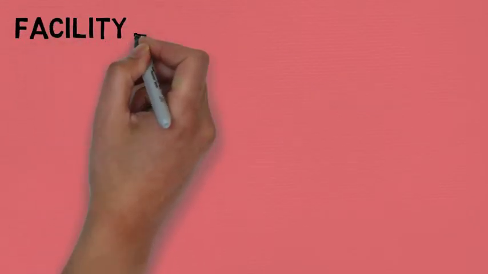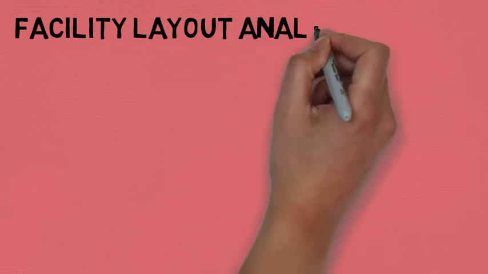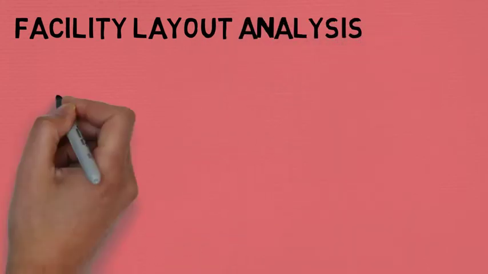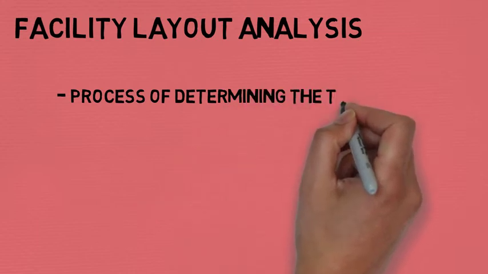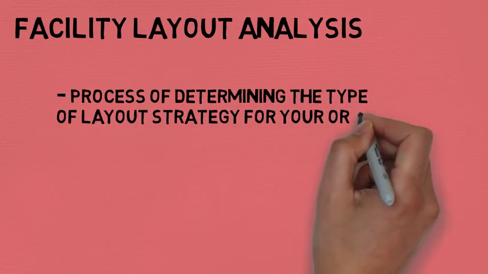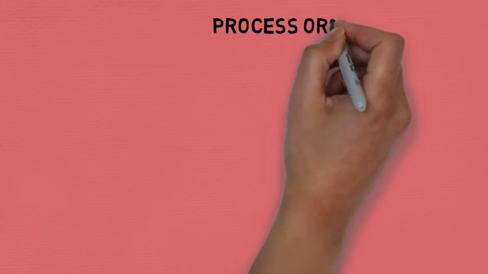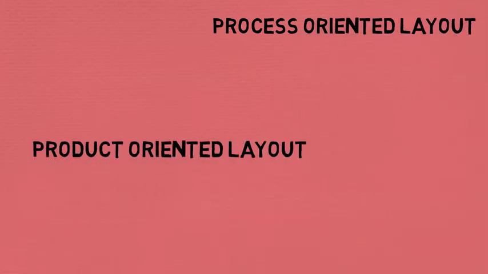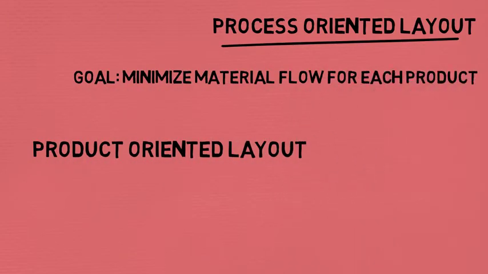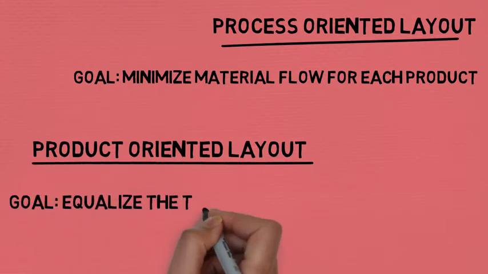Now, we will switch from our discussion of the facility location analyses to facility layout analysis. Facility layout analysis is the process of determining the type of layout strategy for your organization in order to improve efficiency of operations. There are two types of layout strategies which we will discuss: process-oriented and product-oriented. In process-oriented layout, our goal is to minimize material flow for each product. In the product-oriented layout, our goal is to equalize the task times at each workstation.